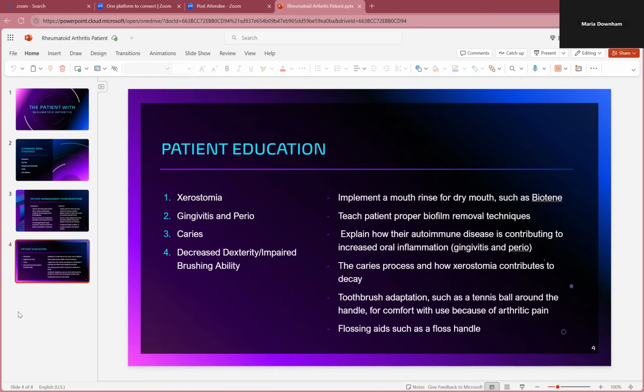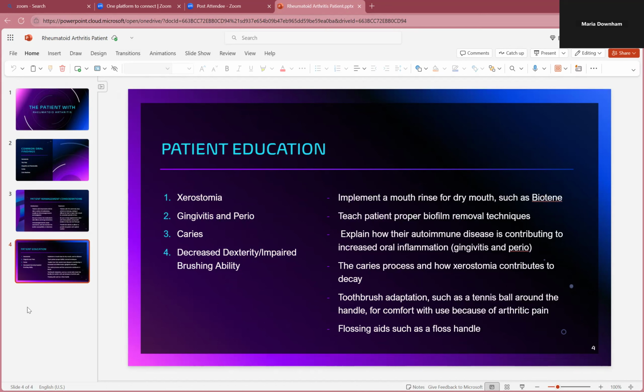And we want to make sure they know how their autoimmune disease contributes to inflammation in the gums. And we also want to make sure that they're using a flossing aid that makes it easier for them to hold the floss because oftentimes it's hard for patients with rheumatoid arthritis to properly hold the floss.